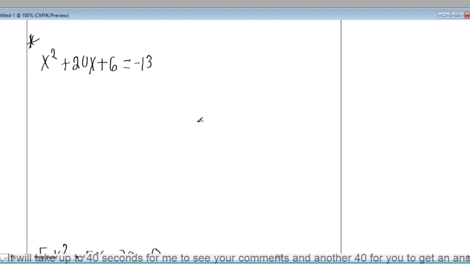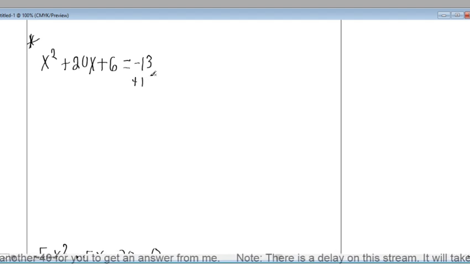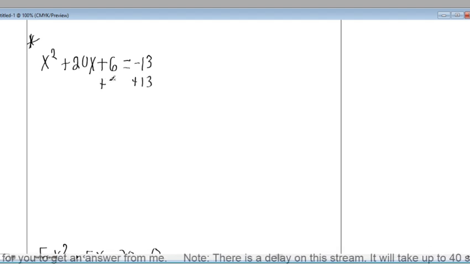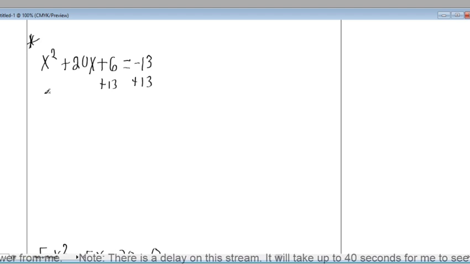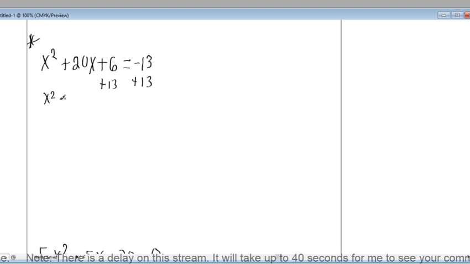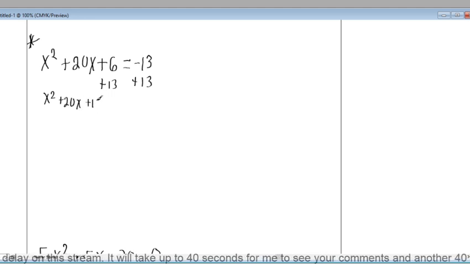So, again, it helps if we have things in standard form. So I'm going to go ahead and take this 13, bring it back to this side, so we can have this in standard form equal to 0. So plus 13 to both sides. And now we're going to have x squared plus 20x plus 19 is equal to 0. Okay.